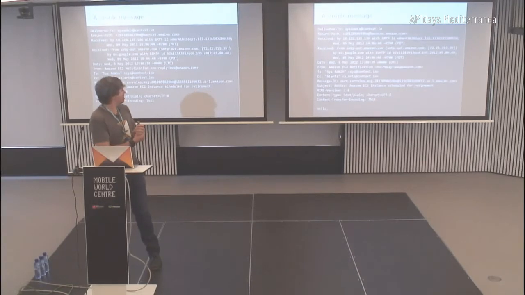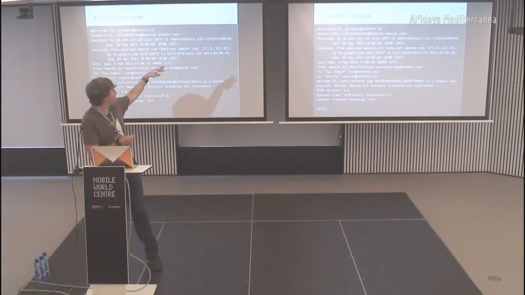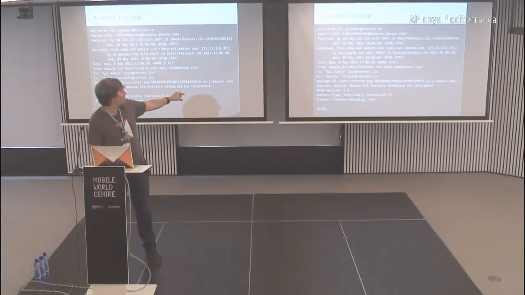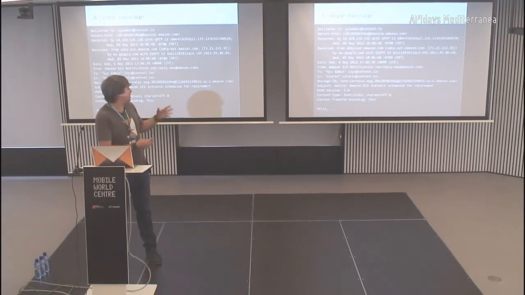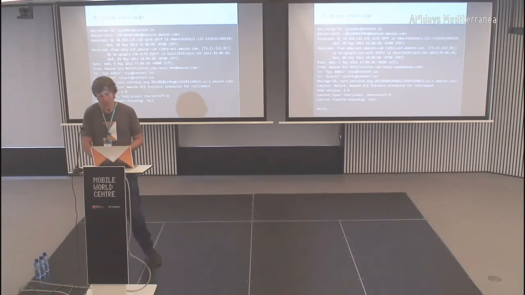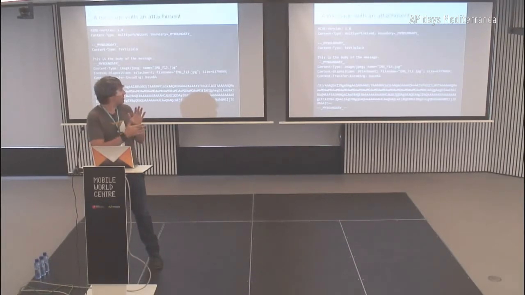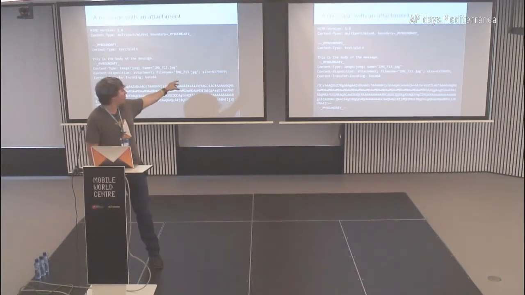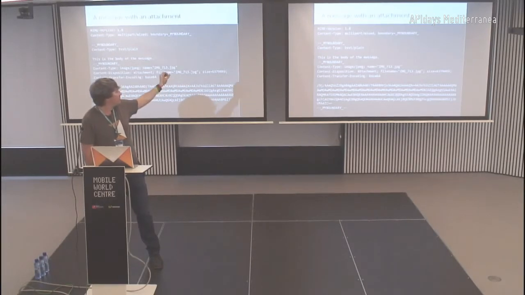This is what a message with an attachment looks like. Again, the content type text/plain is the plain text body of the message, and below that, the second body part is a JPEG. Also, if you notice, the content disposition says attachment. That can also be inline, like if you have an image in your signature or something.